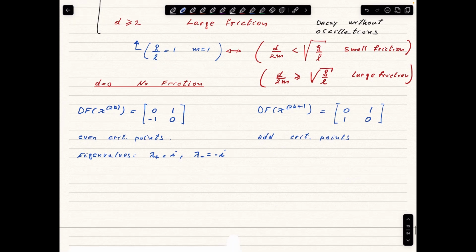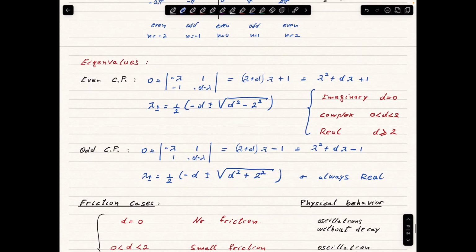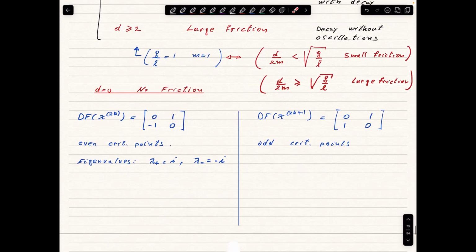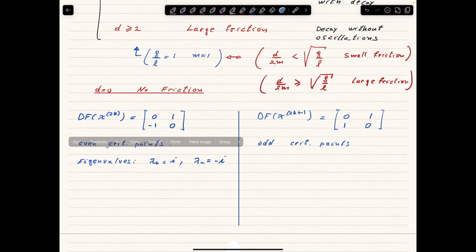Let's draw a line because it's getting too close. What happens in the other case, in the odd? Well, in the odd, which is here, we have d equals 0. D equals 0 is plus minus 2 divided by 2, so plus minus 1. They are real in this case. So let's copy this over here. What are the eigenvalues in this case? Well, plus and minus 1. Lambda plus is equal 1. Lambda minus is equal negative 1.